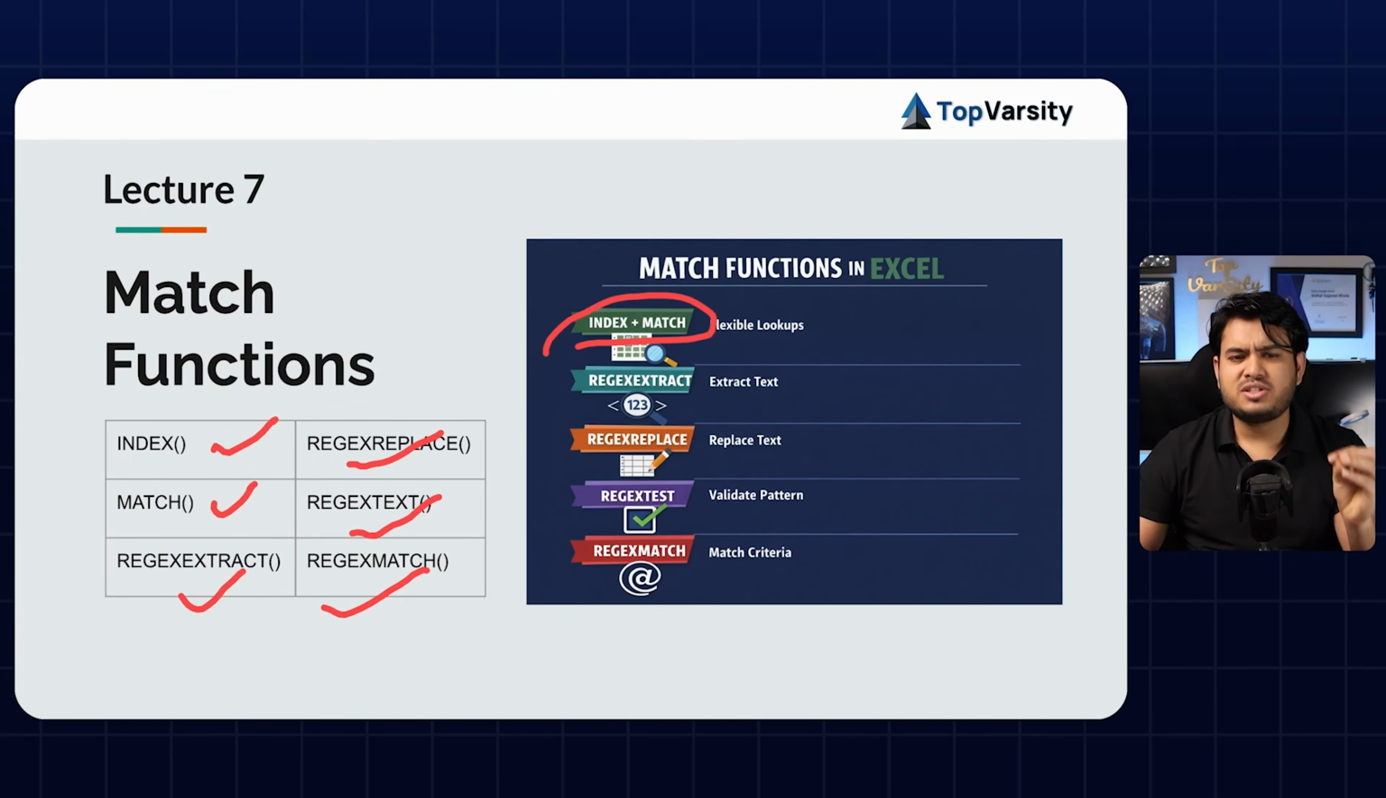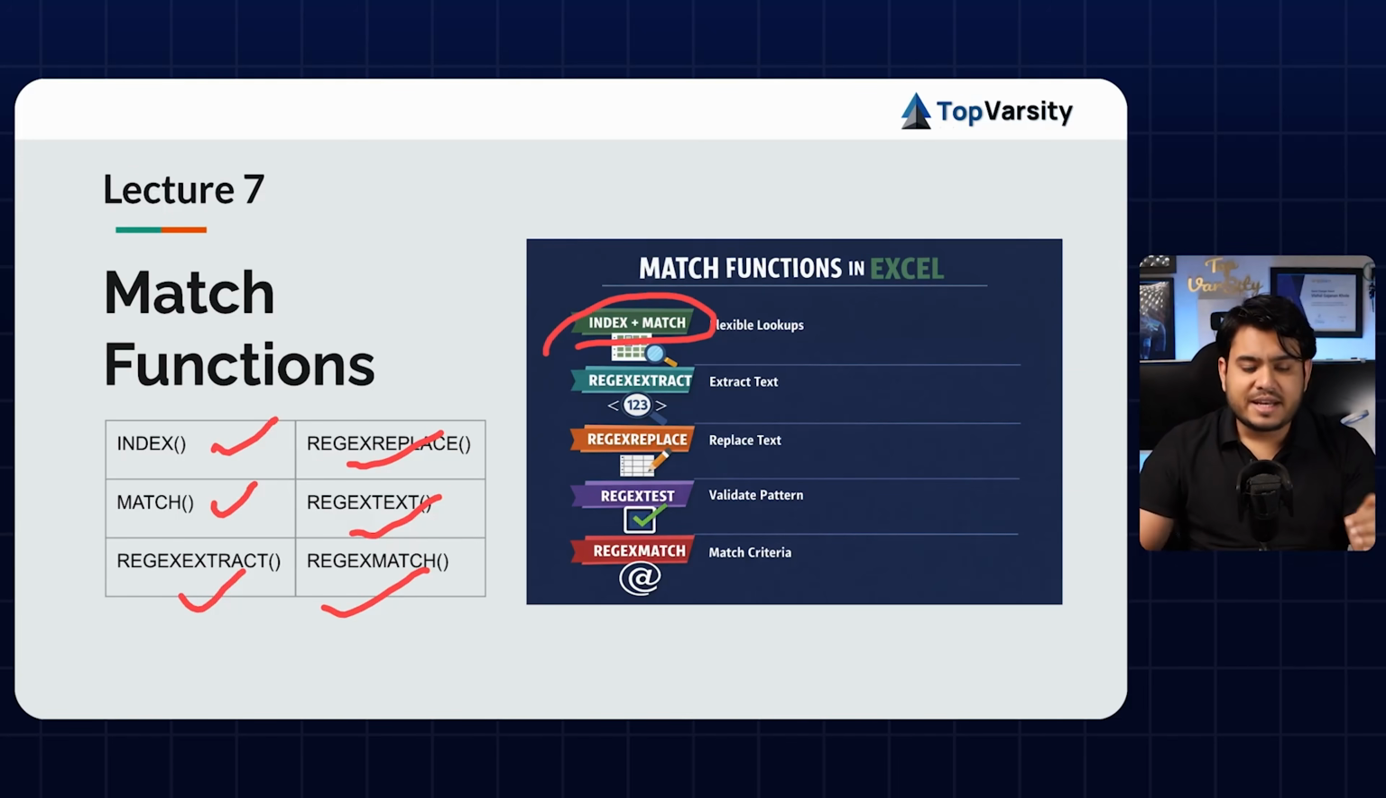Basically these functions are like VLOOKUP and XLOOKUP: they match the text, or we match something to derive something. In the input we'll give something. For example, I am giving one table where you need to find the salary of an employee, and I am giving you the employee ID. Using that employee ID, you need to find the salary of the employee. So that is the use of your match functions.